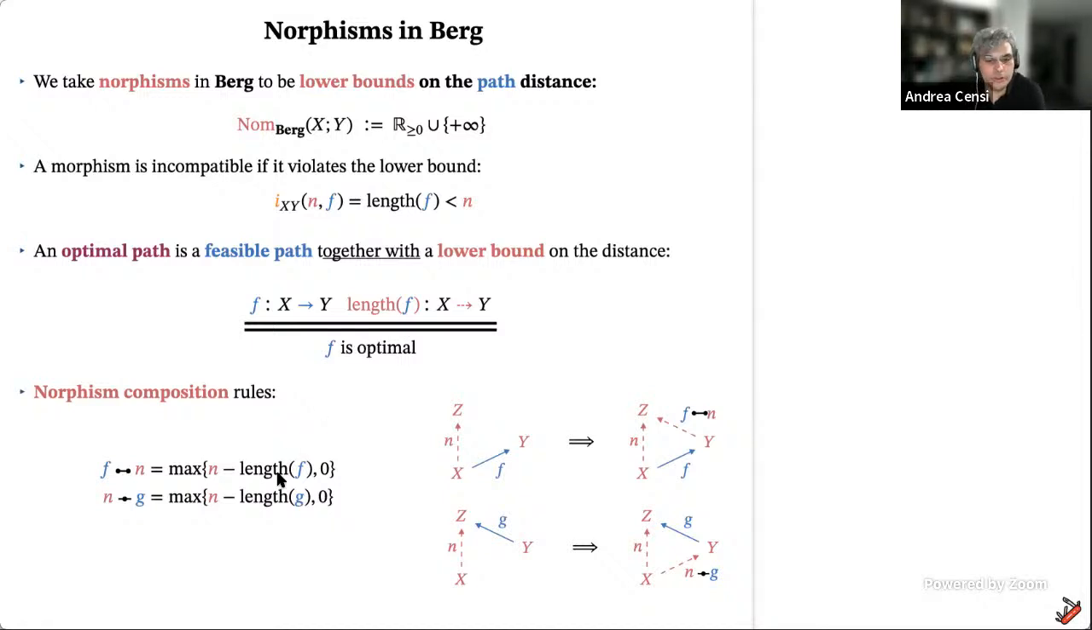These are the norphism composition rules. I'll follow the same logic as before with connectivity, just with distances now. Suppose that you know that going from x to z will take at least n, and you know that you have f from x to y. Then you can say that going from y to z takes at least n minus the length of f. Otherwise, you violate the assumption.